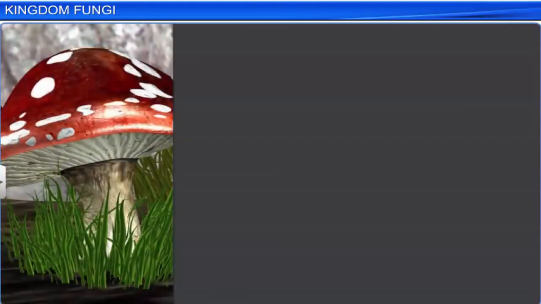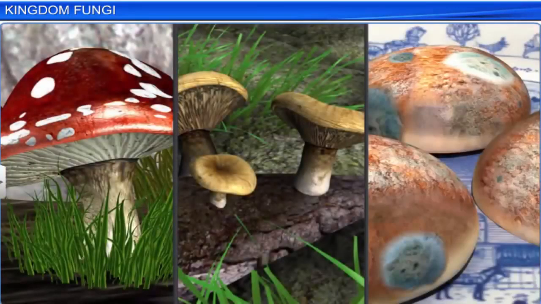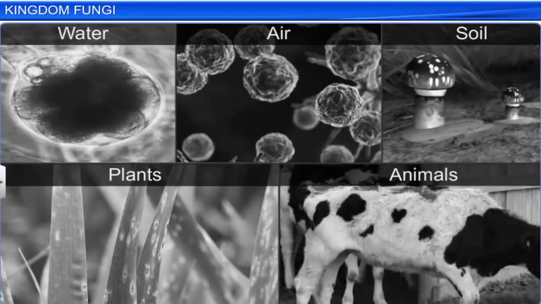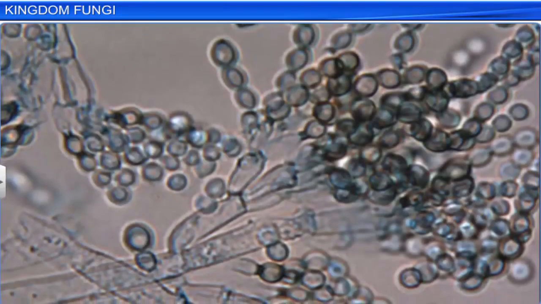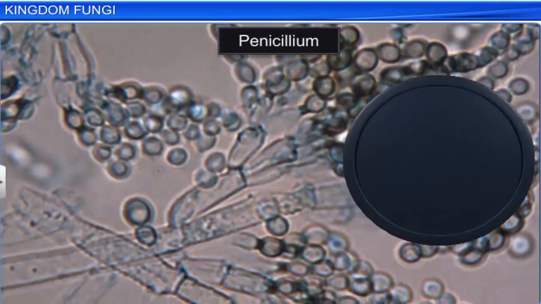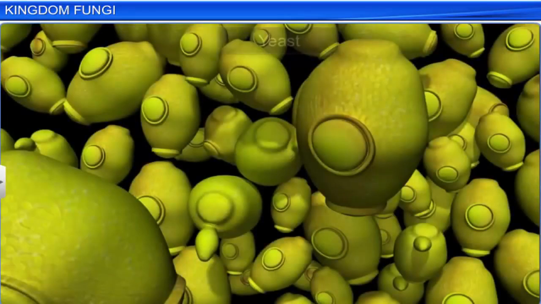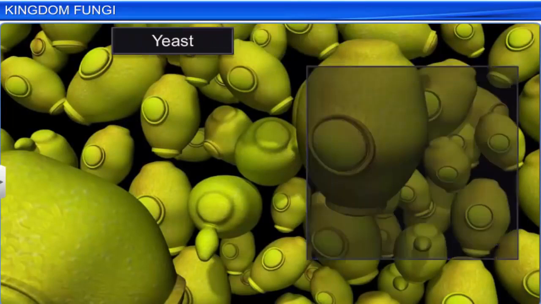Common mushrooms, toadstools, and the mold on leftover bread are all examples of fungi. Fungi can be found everywhere: in water, air, soil, plants, and animals. While there are some fungi like Puccinia that can cause diseases like wheat rust in plants, there are also some like Penicillium that provide us with antibiotics. With the exception of yeasts, which are unicellular, fungi are usually filamentous.